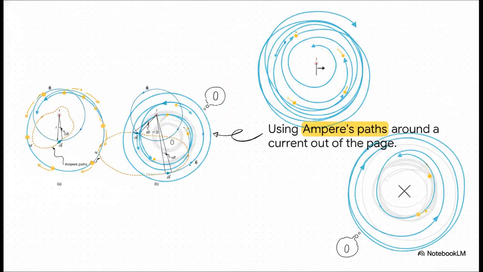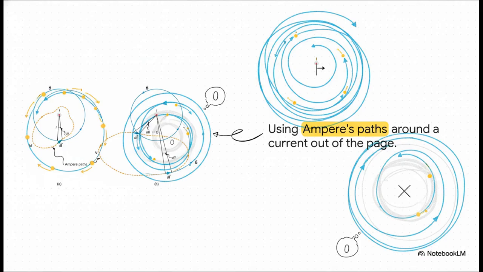Now, unlike electrostatic fields, static magnetic fields are not conservative. That means the line integral between 2 points depends entirely on the specific path you choose. Ampere's law relates the field's line integral around a closed path, which we call an Ampere loop, directly to the total electric current enclosed inside that path.